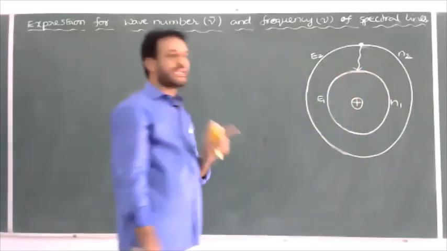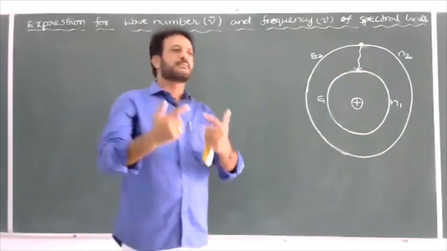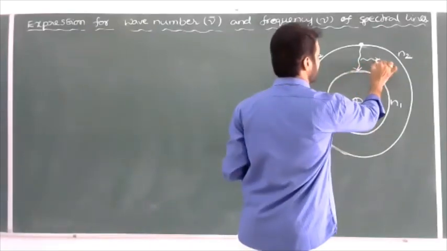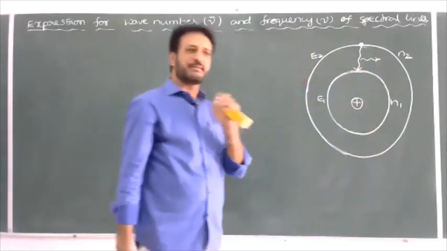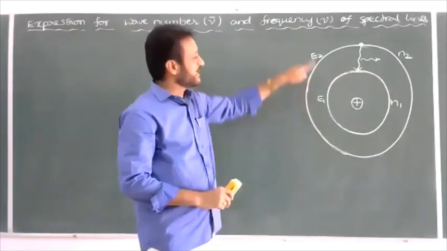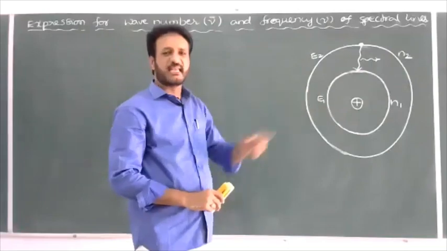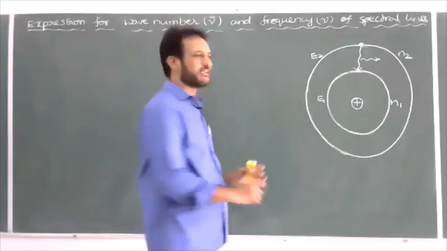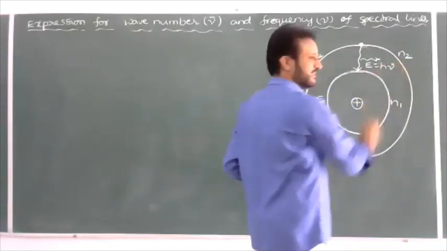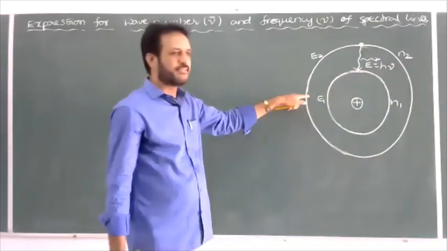At the time of the de-excitation, the electron emits some amount of energy in the form of electromagnetic radiation, and the amount of energy it emits is equal to the difference of these two orbits. So the same amount of energy was emitted by the electron. That energy E is equal to simply h nu. But this E is equal to E2 minus E1, you should write.